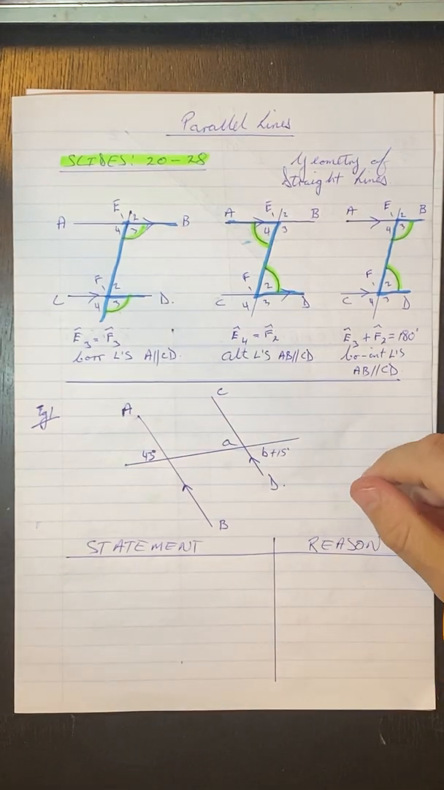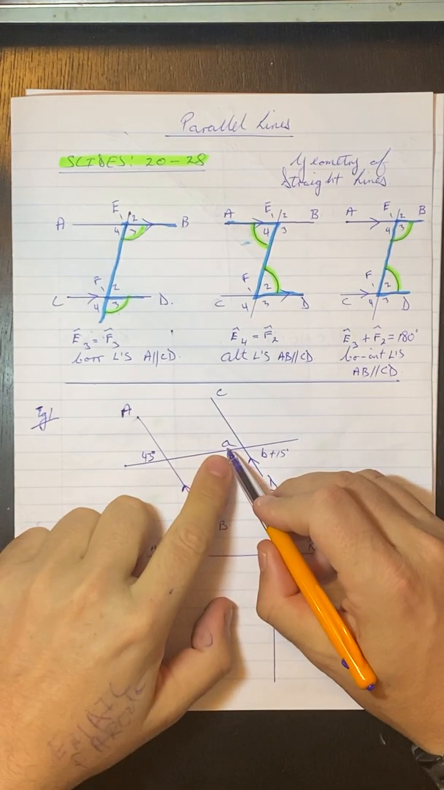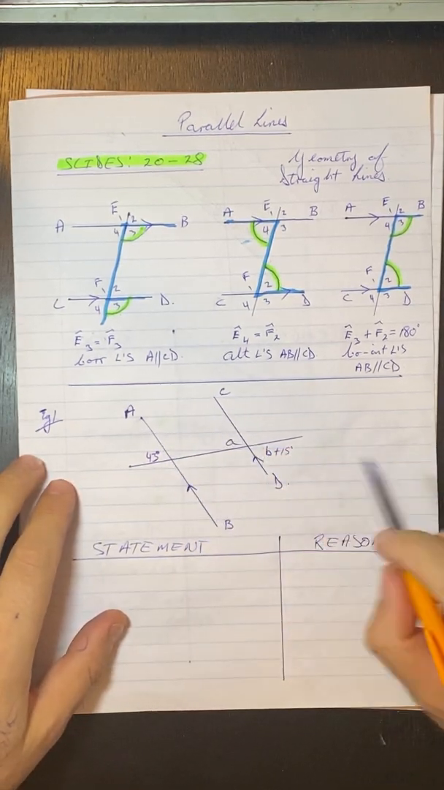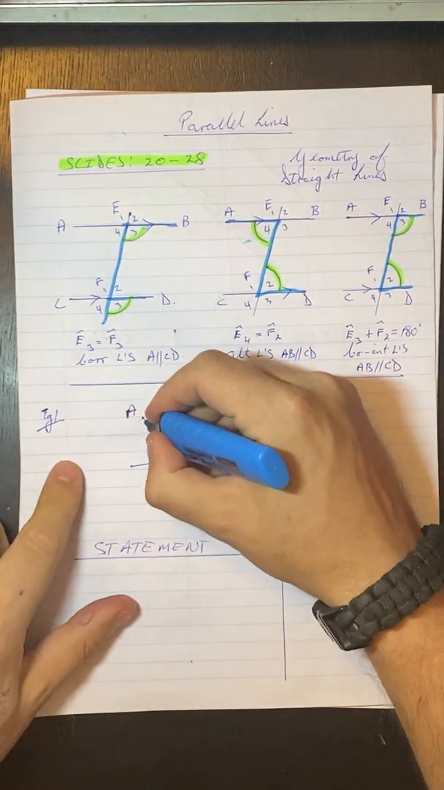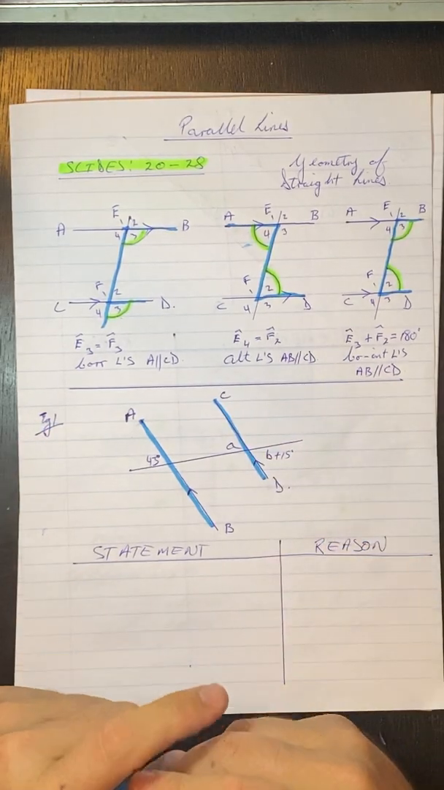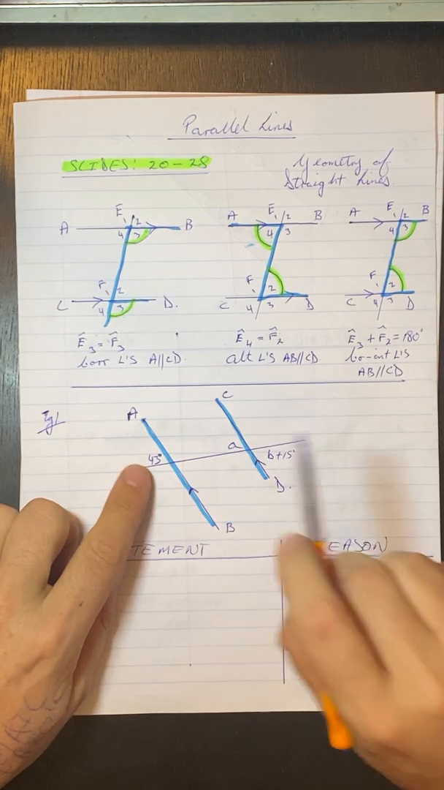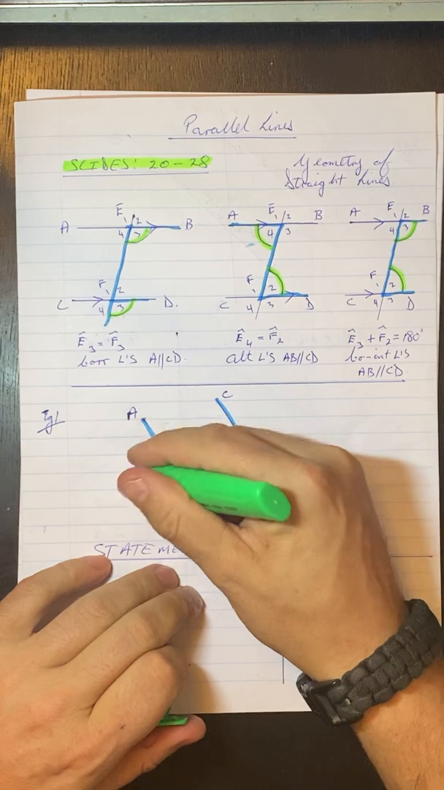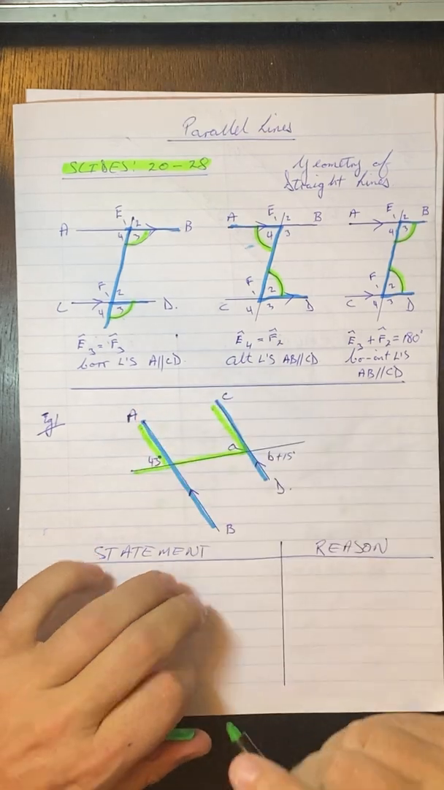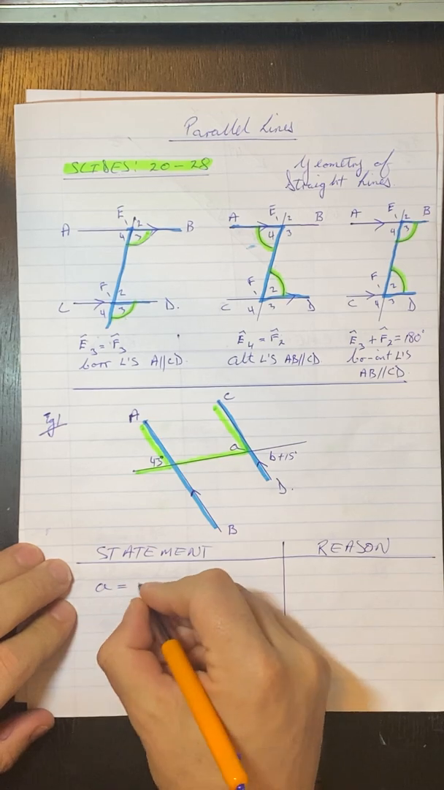So let's have a look at the first example over here. It's saying determine the value of the variables. So we have a variable here, A, and a variable there, B. The first thing I'm going to do is have a look at my parallel lines, and if I highlight those, it'll make it a lot easier to see what's going on here. Now, you can see that this 43 and this A will make an F. Can you see the F there? So that means straight away that A is equal to 43.